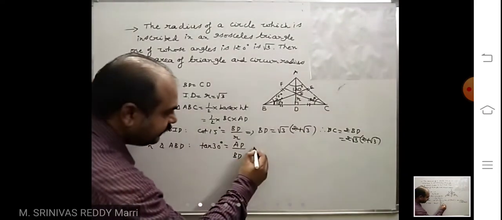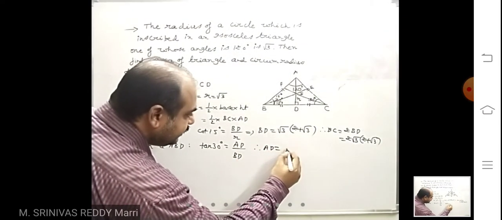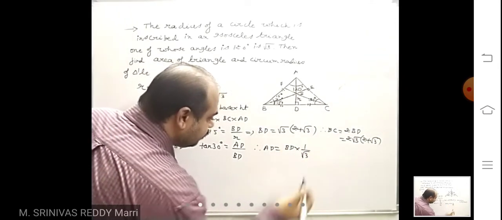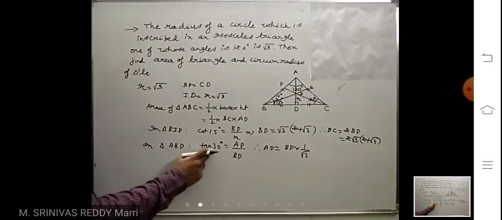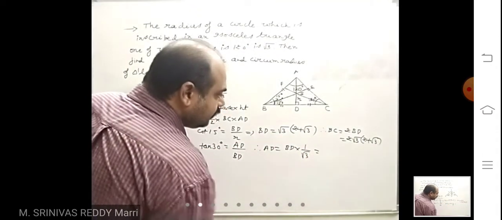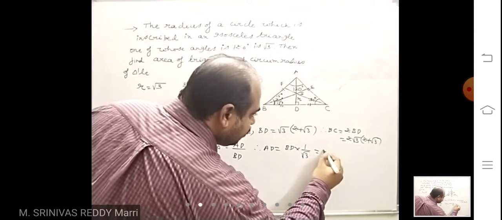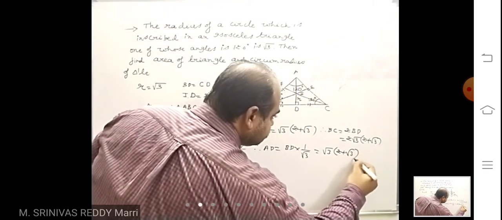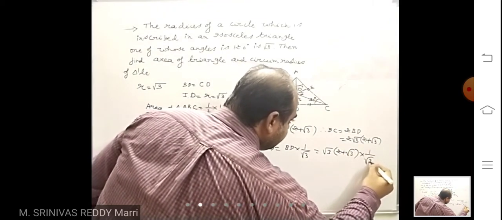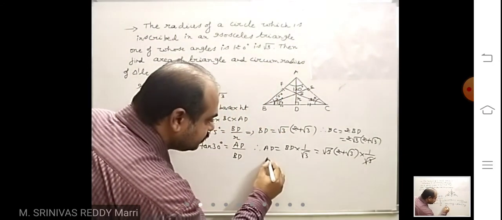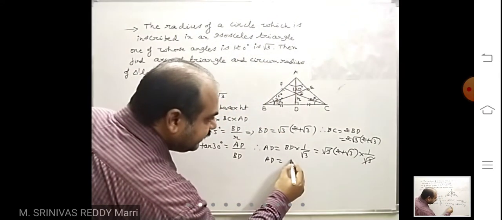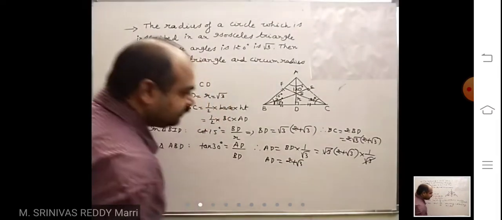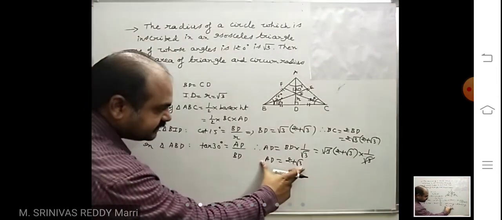AD divided by BD. Therefore, AD is nothing but BD into 1 by root 3, right? Tan 30 is what? 1 by root 3. BD is what? This you know. So that means BD is nothing but root 3 into 2 plus root 3 into 1 by root 3. So this 1 by root 3, 1 by root 3 gets cancelled. AD is nothing but you got the value 2 plus root 3. Right? This is 2 plus root 3.